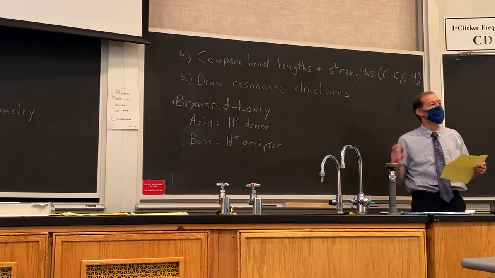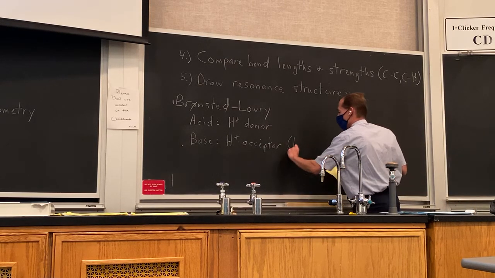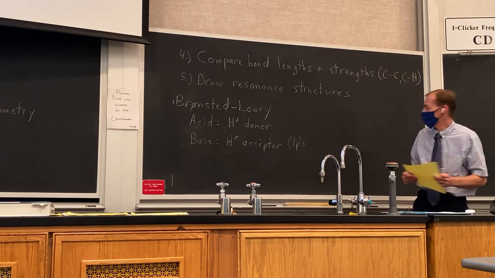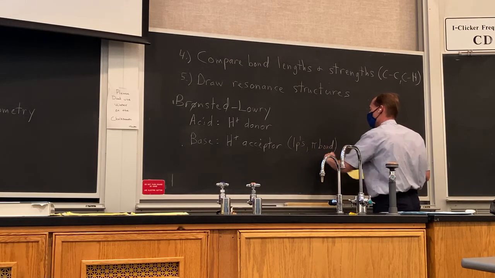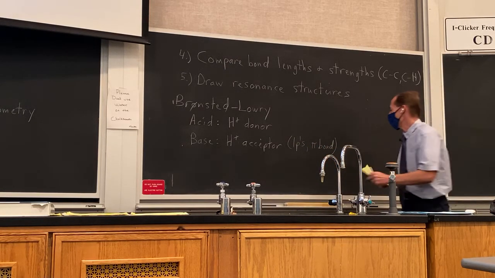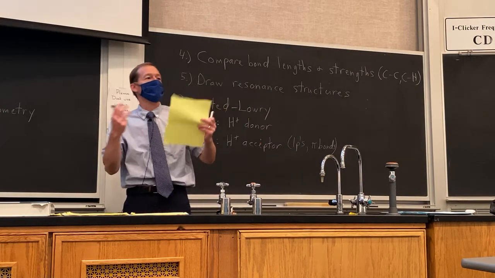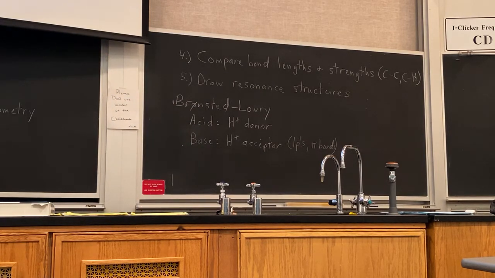What structural features of a base would allow it to accept a proton? Yes, lone pairs. So you would have a lone pair that can accept a proton. Pi bond, the electrons in a pi bond, we know that pi bonds are weaker than sigma bonds. And so the electrons in pi bonds are more loosely held than the electrons in sigma bonds. So they can also accept protons.